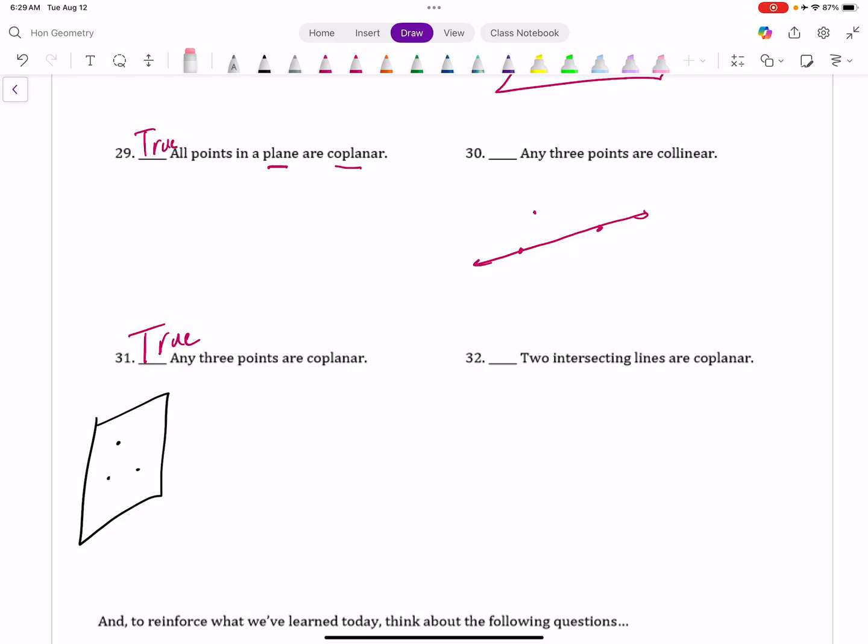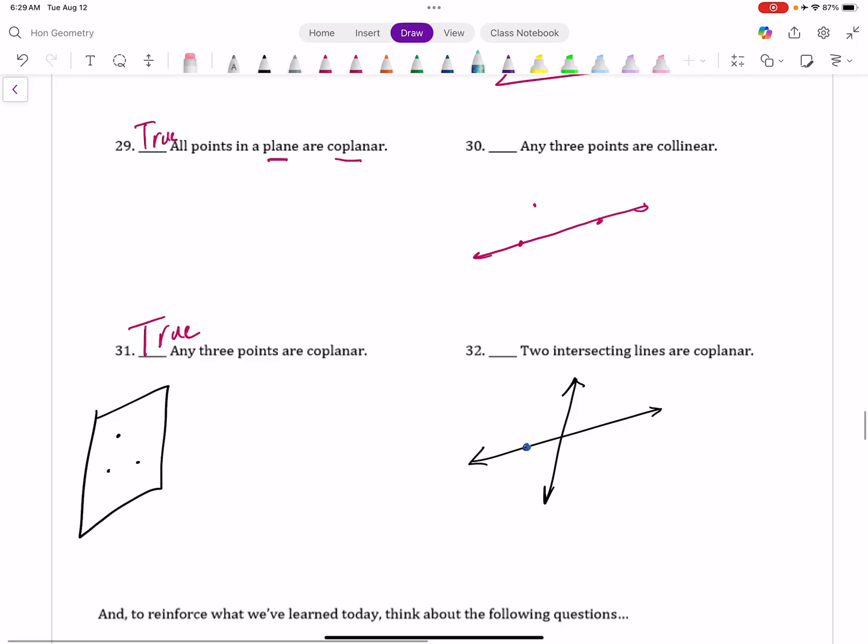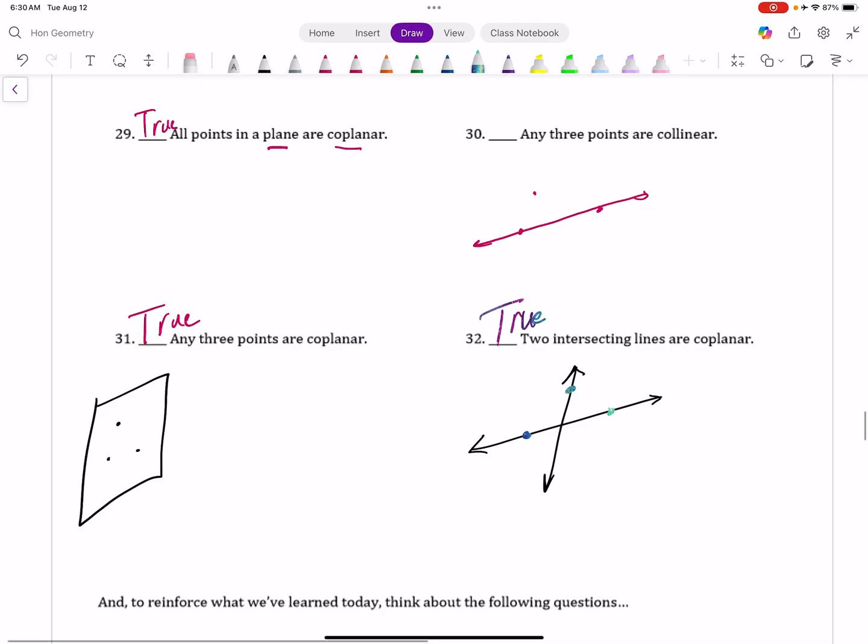And then 2 intersecting lines are coplanar. So let's think about this. Here's one line. Here's the other. And when they intersect, 1, 2, 3, you can form the 3 non-collinear points that will determine a plane. So this has to be a true statement.